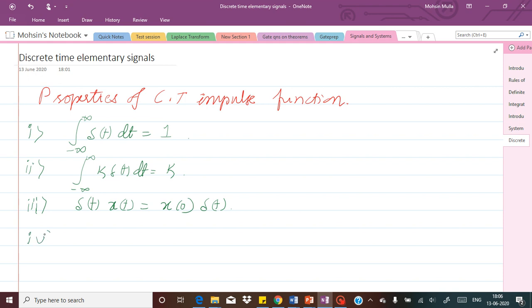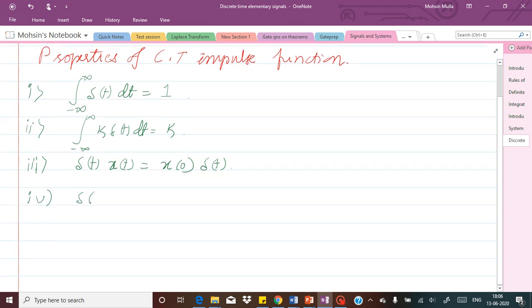Now similarly, the fourth is if del of t is a shifted version. Instead of at 0, it is placed at some other instant t naught, and it is multiplied by x of t. Here del of t is defined at t naught. Therefore, except for that instant t naught, on all other instants the magnitude of del of t is 0. So x of t will be multiplied only at instant t naught. What will be the final multiplication? x of t naught times del of t minus t naught. So that is the fourth one.